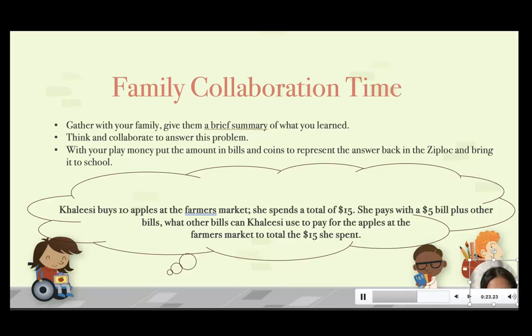The question is, Felicie buys 10 apples at the farmer's market. She spends a total of $15. She pays with a $5 bill plus other bills. What other bills can Felicie use to pay for the apples at the farmer's market to total the $15 she spent? Being collaborative.